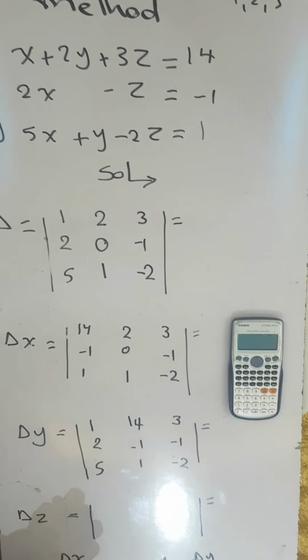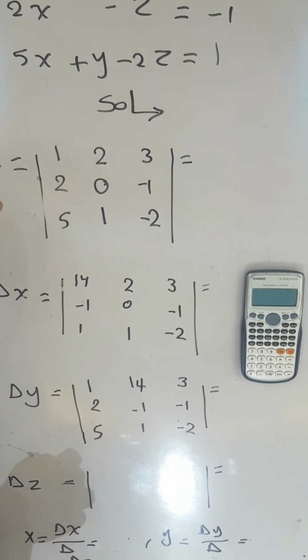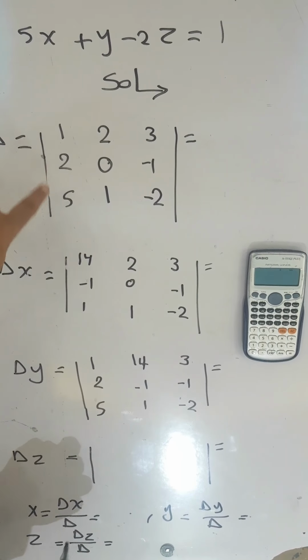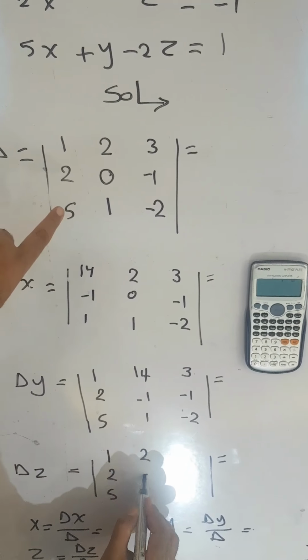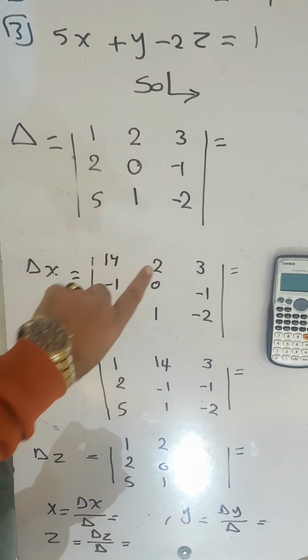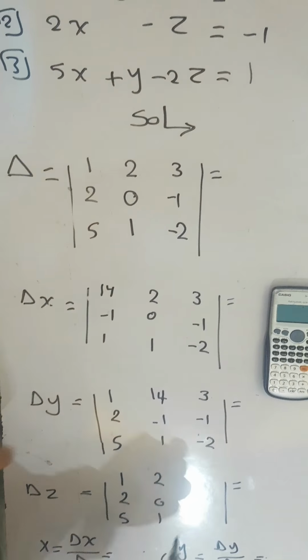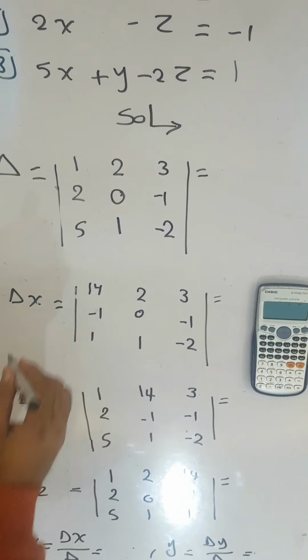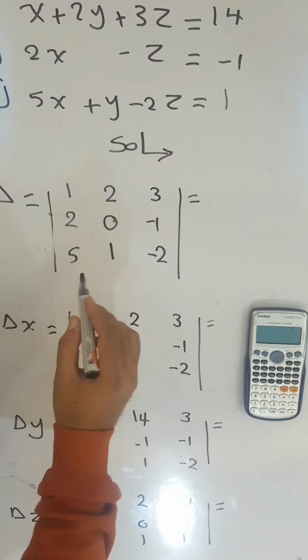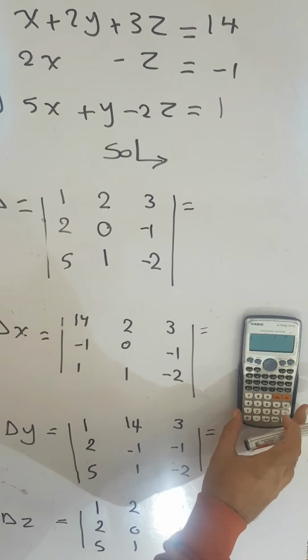We get delta z. We return back to delta. The coefficient of x is still here, the coefficient of y too, but the coefficient of z we replace by the free terms: 14, negative 1, 1. How to find, or how to expand, 3 by 3 determinants?